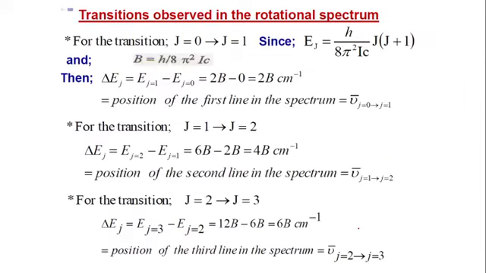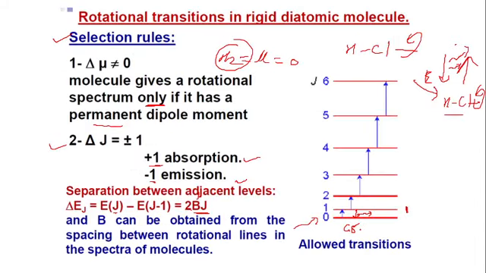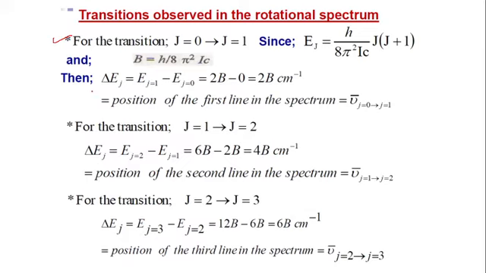Okay, here we see how to find out the allowed transition. This is the transition observed in the rotational spectrum. How is the transition observed in the rotational spectrum? The first transition is what? The molecule goes from J value 0 to 1. Here you can see, this is the J value. This J value is 0, and this molecule's first excitation is what? J value from 0 to J equal to 1. Okay, in the first excitation, first transition, J equal to 0 to J equal to 1.